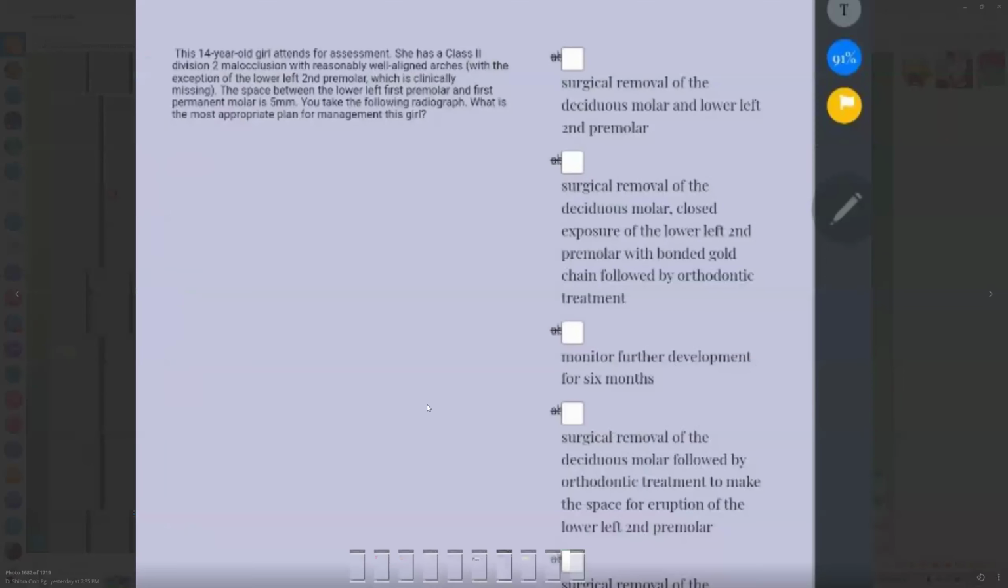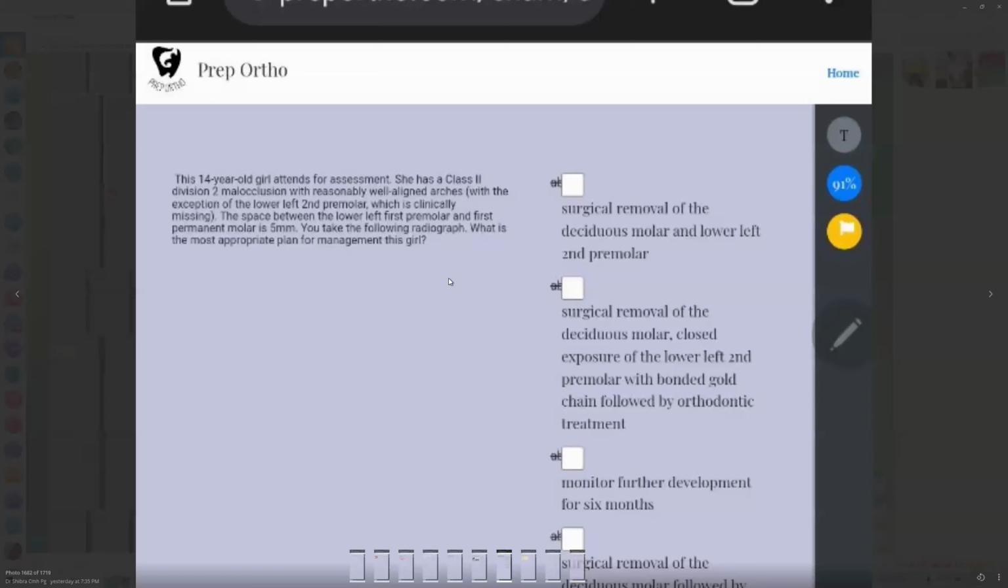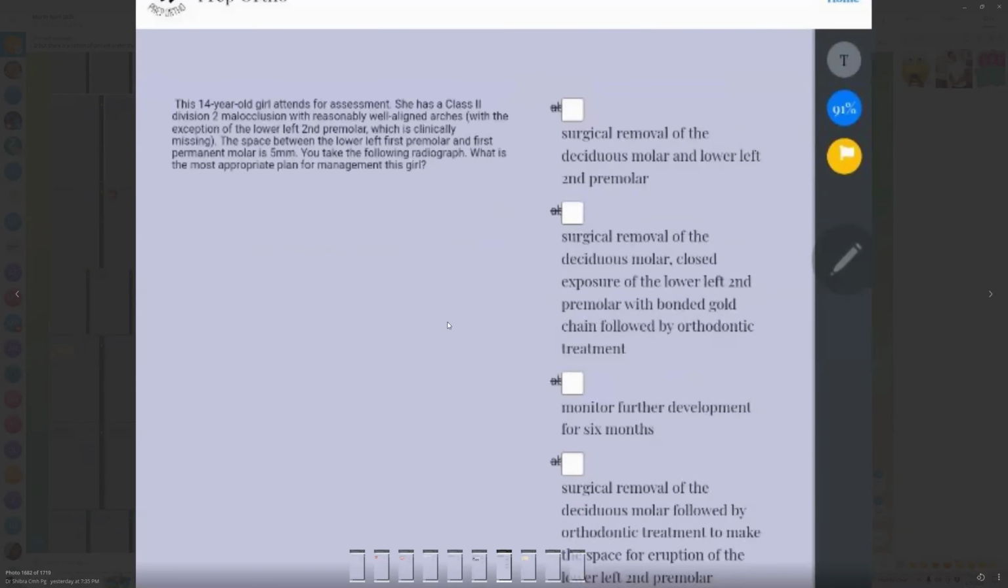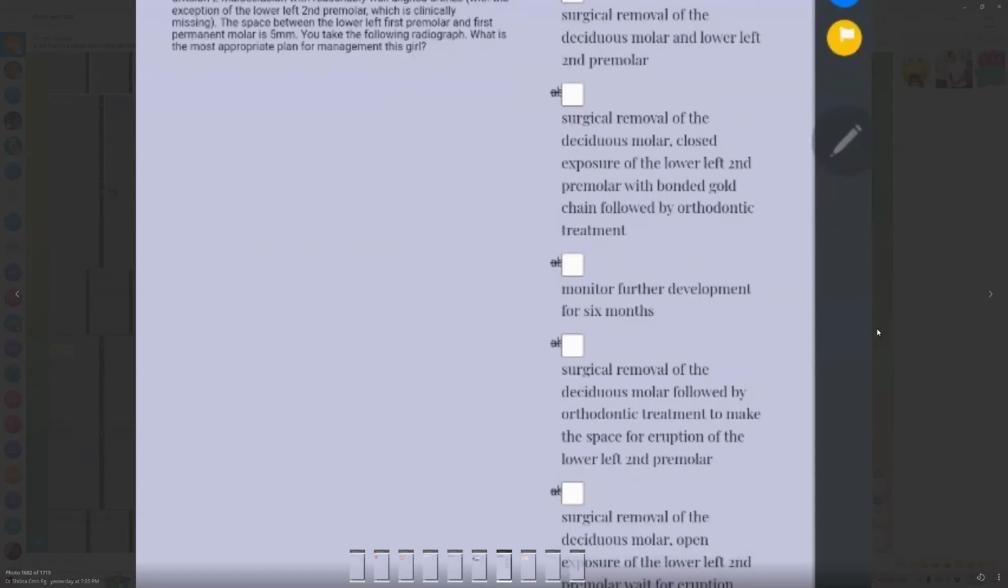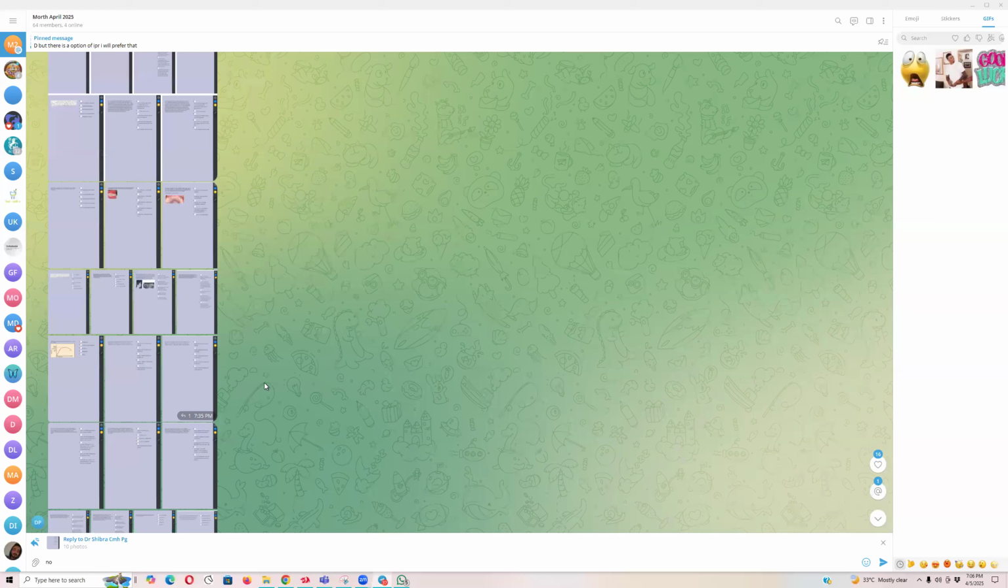This 14-year-old girl attends for assessment. She has a class 2 division 2 malocclusion with reasonably well-aligned arches, with the exception of the lower left second premolar, which is clinically missing. The space between the lower first premolar and the lower permanent molar is 5 millimeters. You take the following radiograph. What is the appropriate plan for the management of this girl? I think when she shared, the X-ray was not loaded, because we need to see the X-ray. Surgical removal of the distoangular molar and lower second molar. I'm going to skip this one because I think the X-ray is not loaded here, right? Because this decision should be made on the X-ray. Dr. Hani, see if there is an X-ray with this picture. It's not possible.